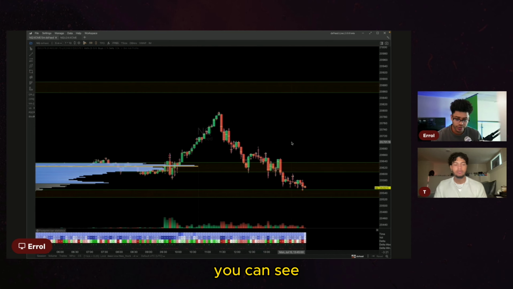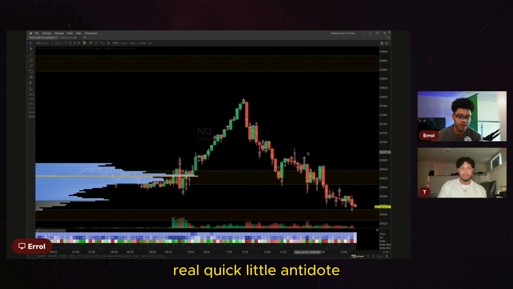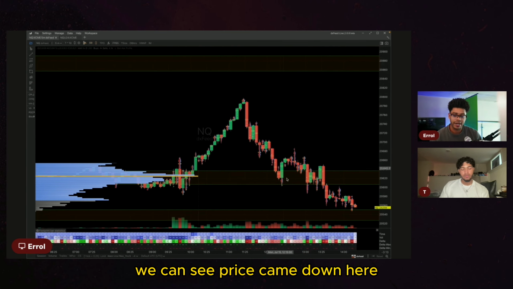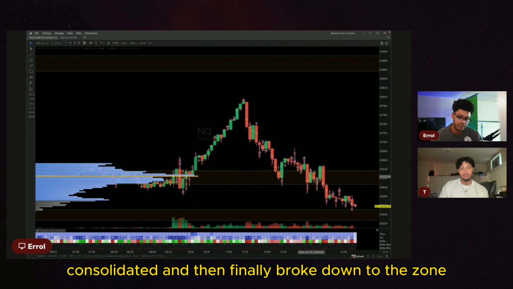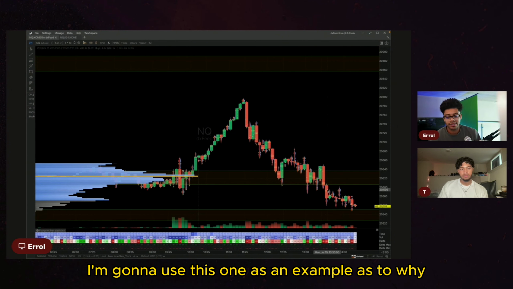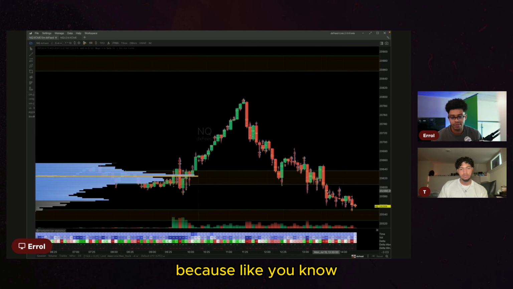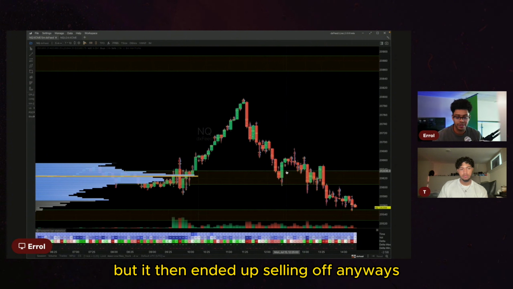But anyways, you can see real quick, a little anecdote. We can see price came down here, tested it, bounced a little bit, tested again, consolidated, and then finally broke down through the zone. I'm going to use this one as an example as to why I don't like to call these support and resistance, because if you're someone trading these as support, it bounced for a little bit, but it then ended up selling off anyways.